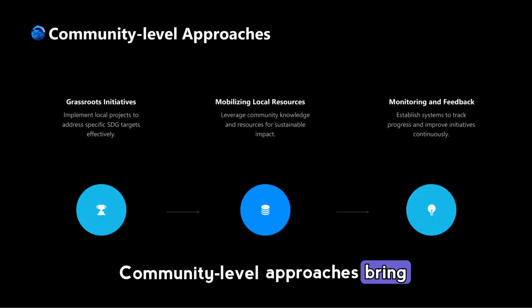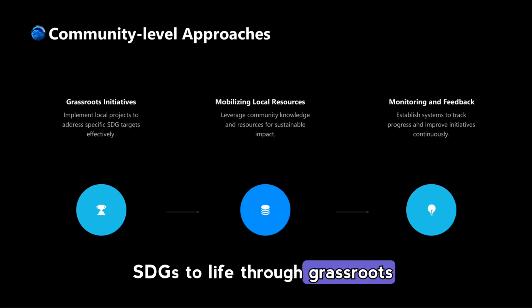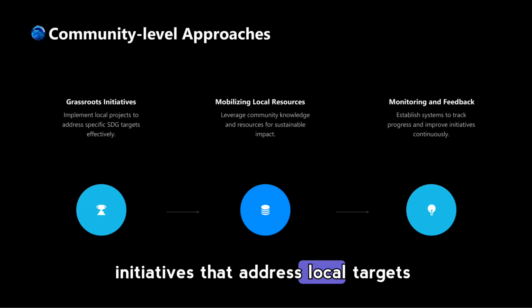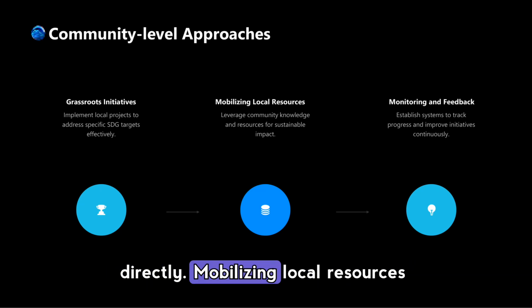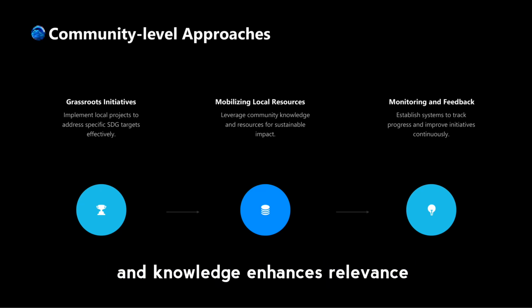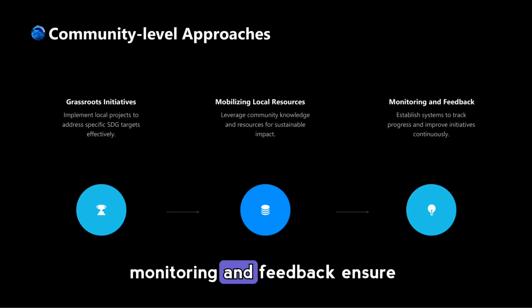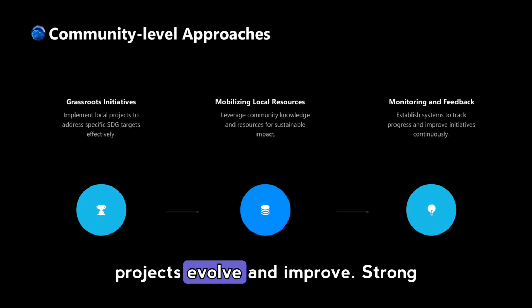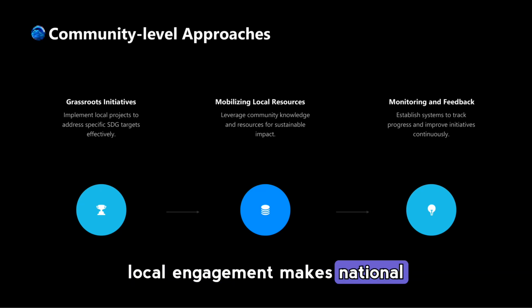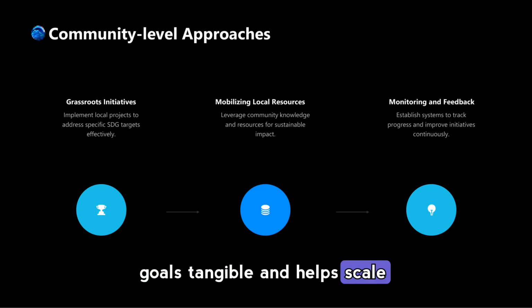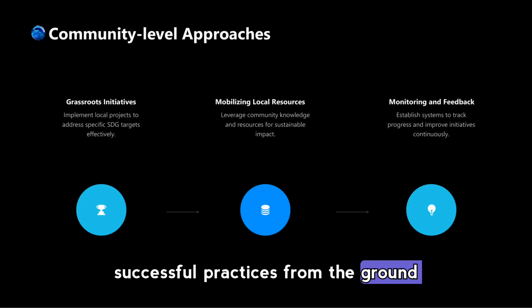Community-level approaches bring SDGs to life through grassroots initiatives that address local targets directly. Mobilizing local resources and knowledge enhances relevance and ownership, while systems for monitoring and feedback ensure projects evolve and improve. Strong local engagement makes national goals tangible and helps scale successful practices from the ground up.